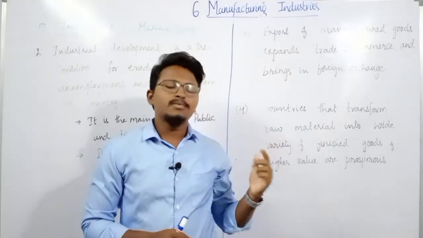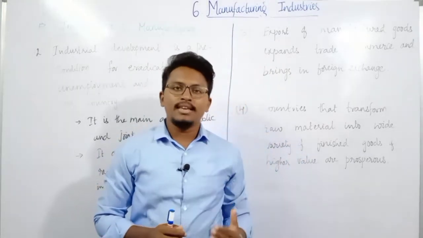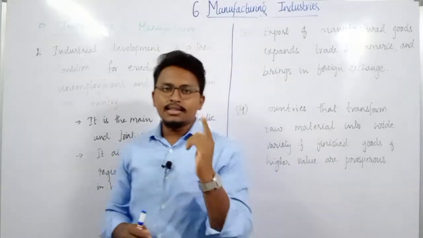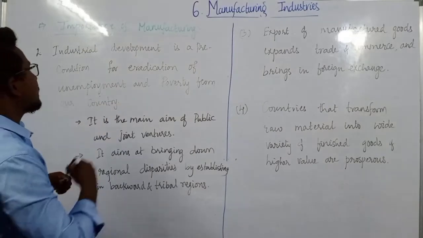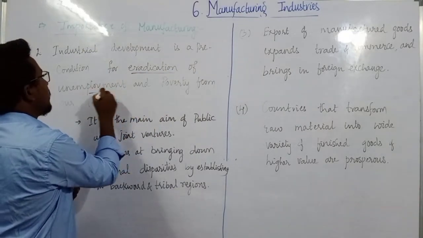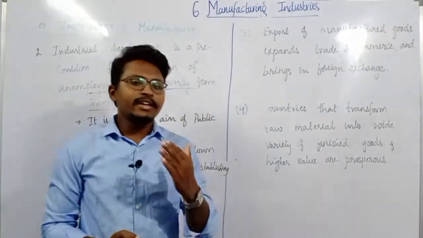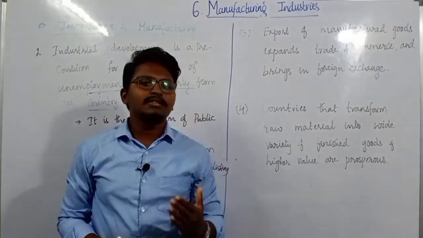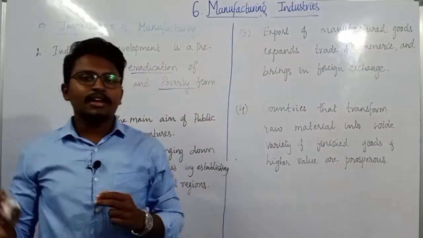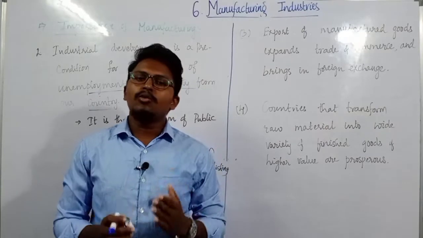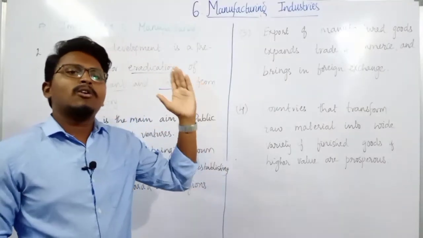So as I have just mentioned, the first and very important thing is that it modernizes agriculture, and the second thing is that industrial development is the precondition for eradication of unemployment and poverty from our country. That means we all know that India, and not only India, many countries face two important problems. One is poverty, and the second one is unemployment. You all know what poverty is and what unemployment is.